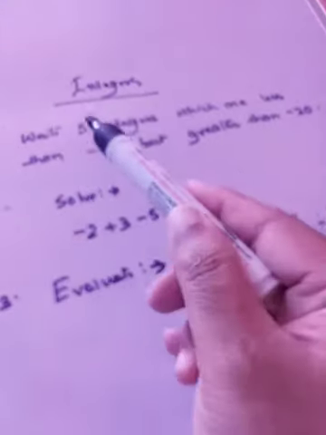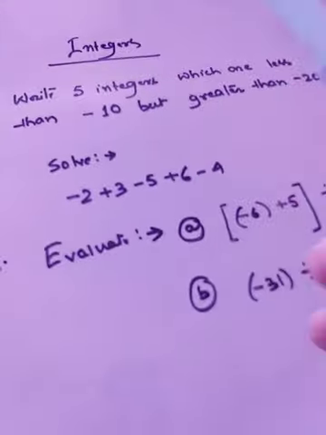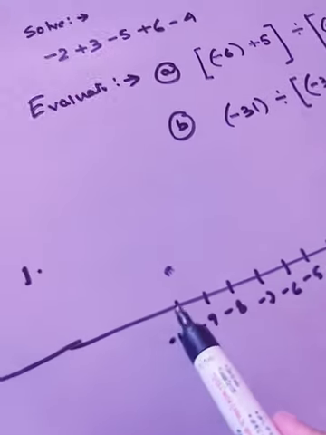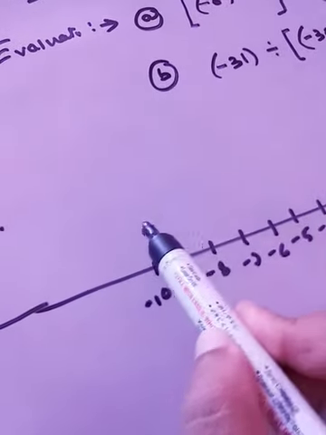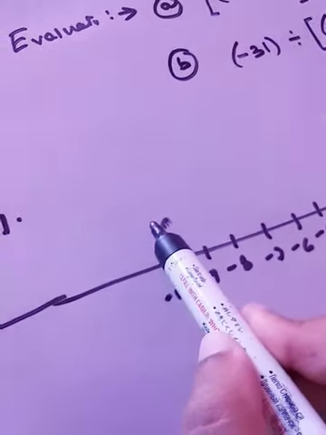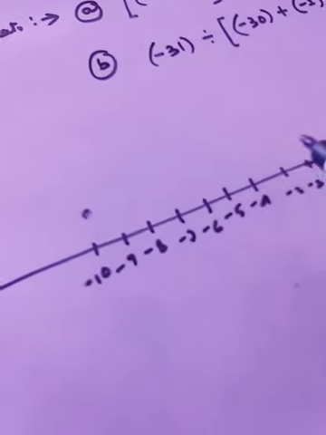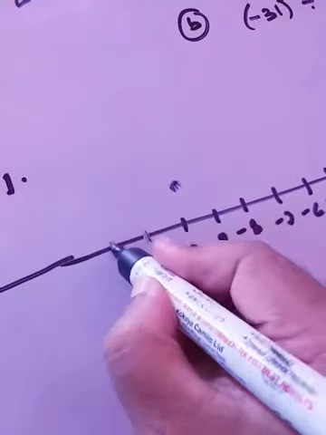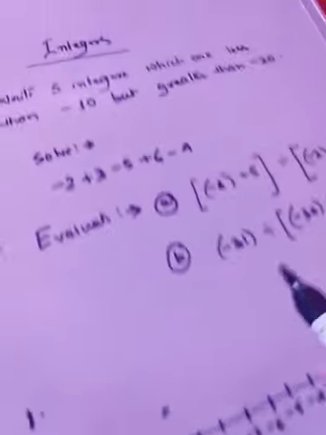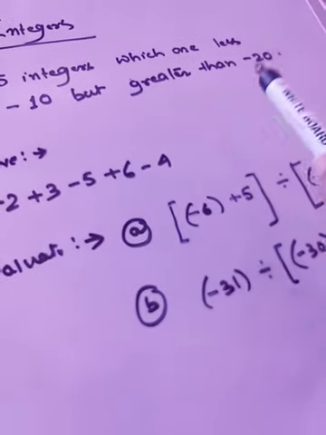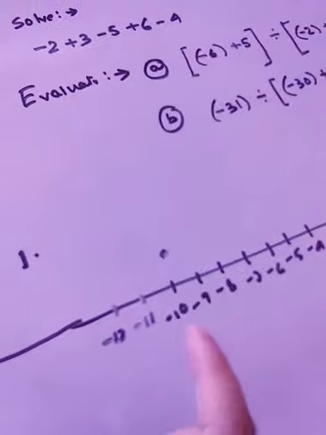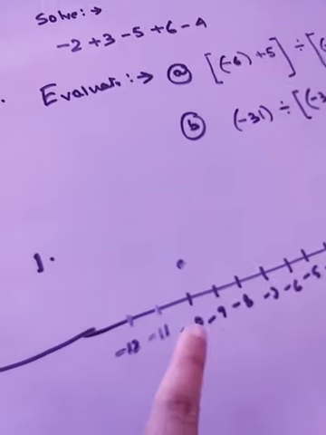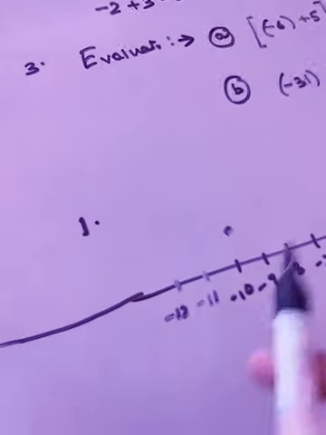So what I said, write 5 integers which are less than minus 10. That means you have to write 5 integers which are smaller than minus 10. So smaller means which way you have to work, this side or this side? Obviously towards your left hand side, not towards 0. So we'll see all those numbers which are smaller than minus 10. There's also one criterion, that those numbers should be greater than minus 20. That means the range is what? Minus 10 to minus 20. The number should fall under the range of minus 10 and minus 20.